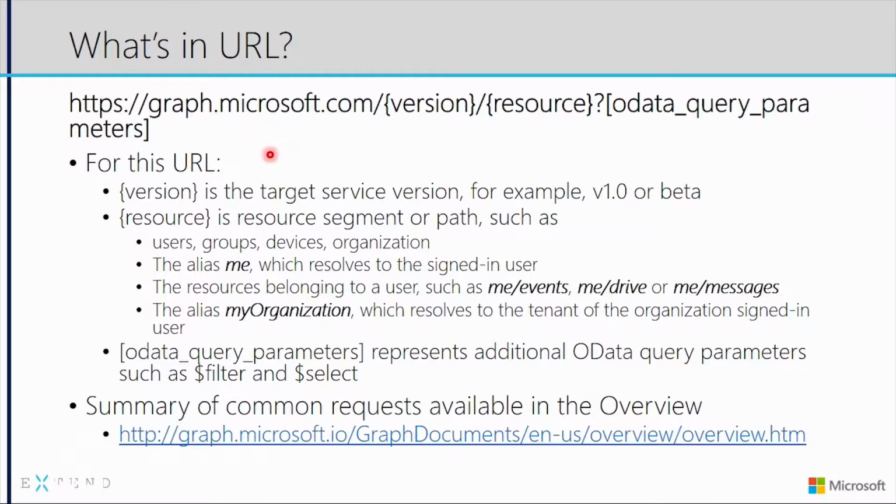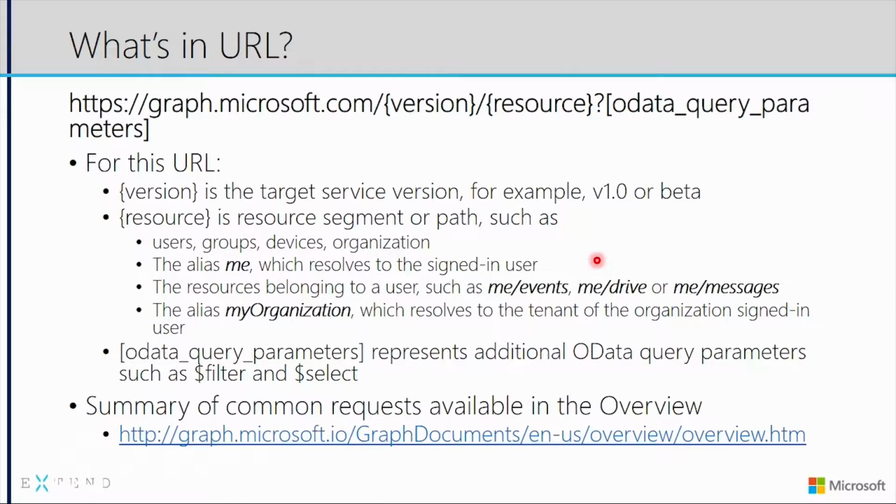So in this URL, version is the target service version, either 1.0 or beta. Depending on what you specify here, you have different features available. Resource is basically what you want to access: users, groups, devices, organizations. There is a special alias, me.